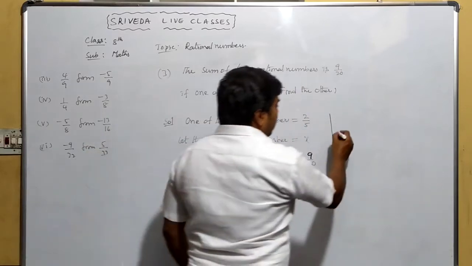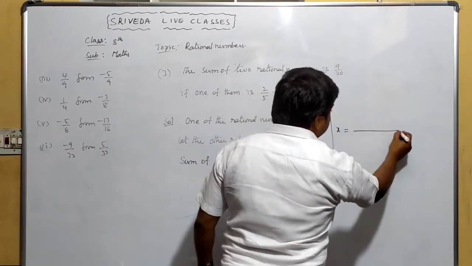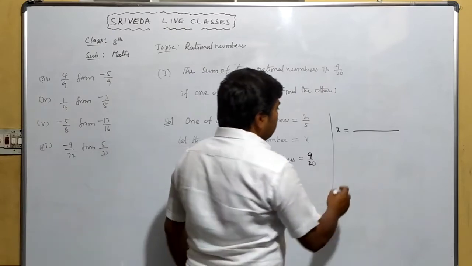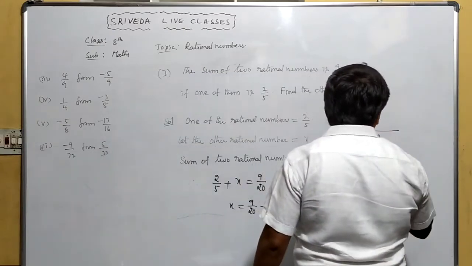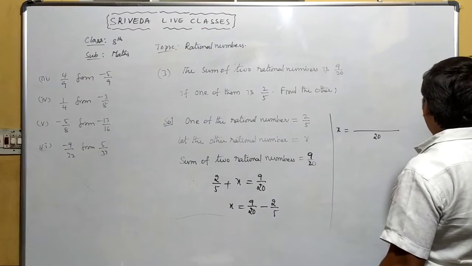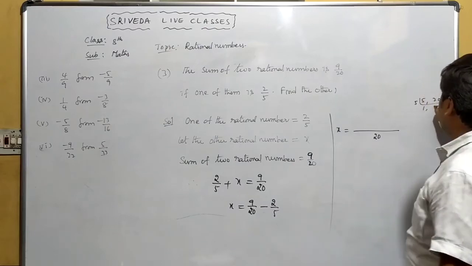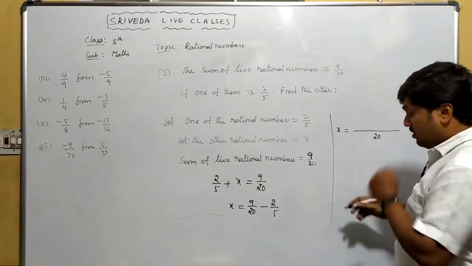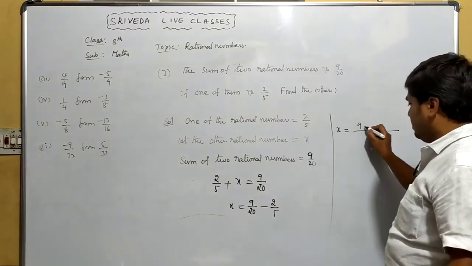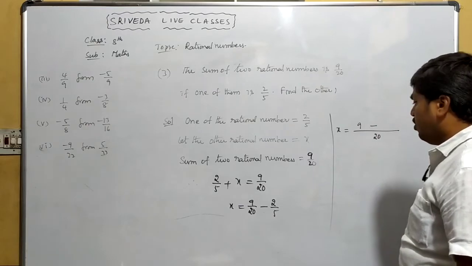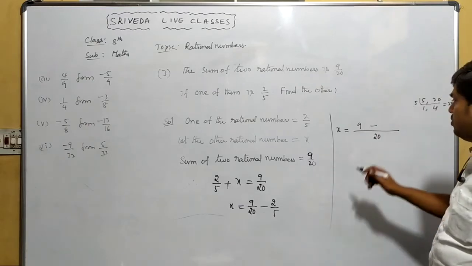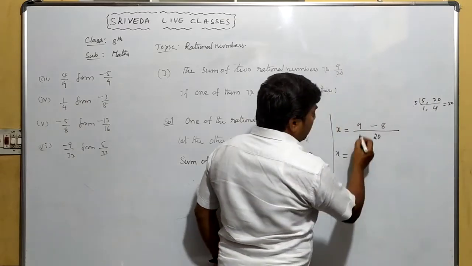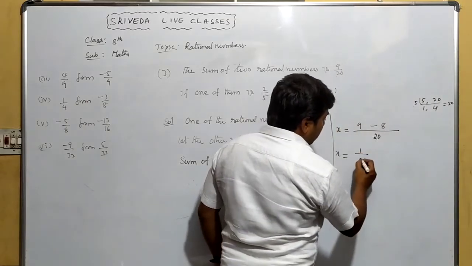X is equal to, what is the LCM now? 5 ones are 5, 5 fours are 20. So 20 is the LCM. Right? So first fraction into 9 we'll get, minus. So 5 how many times? 5 fours are 20, 4 twos are 8. So what is that now? X is equal to 9 minus 8 is 1 by 20.